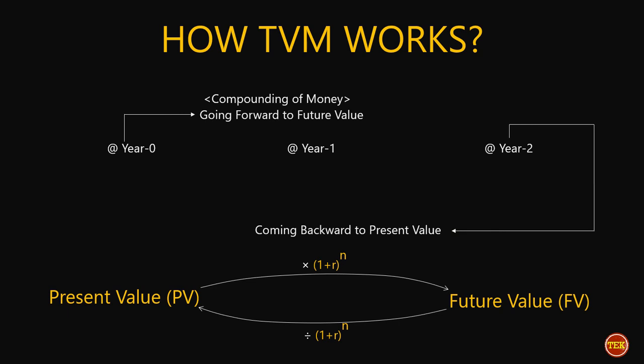If one is interested to come backwards to present value from future value, say year 2 is the future value, and we want to know what will be the present value at year 0, the process is known as discounting of money. For discounting of money, one needs a rate of interest which is called the discounting rate.